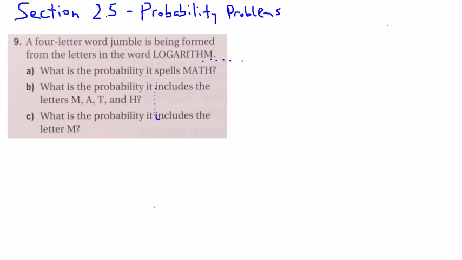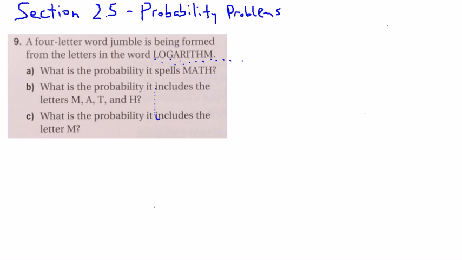This is classic. You can expect some sort of question that relates to using letters from a word like this. So there are how many letters in this word? 1, 2, 3, 4, 5, 6, 7, 8, 9 letters. And in part A, we're asked what's the probability that spells math.